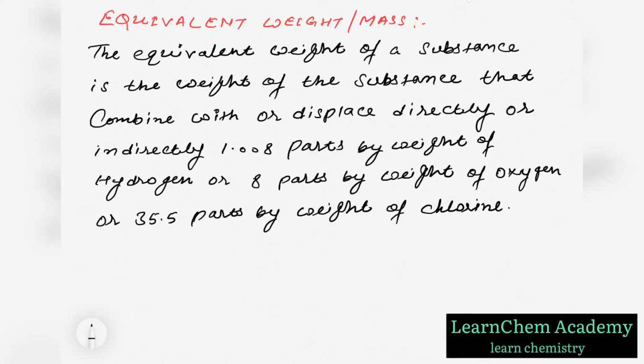The equivalent weight of a substance is the weight of the substance that combines with or displaces, directly or indirectly, 1.008 parts by weight of hydrogen, or 8 parts by weight of oxygen, or 35.5 parts by weight of chlorine. That part of any substance is called equivalent weight. Okay, so this is the theoretical definition of equivalent weight.